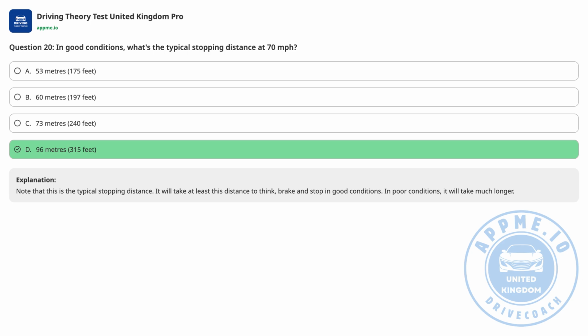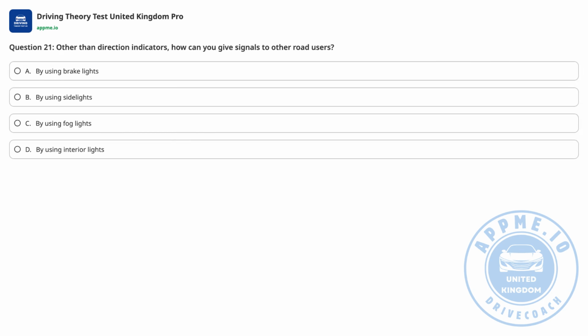The correct answer is D. Question 21. Other than direction indicators, how can you give signals to other road users? A. By using brake lights. B. By using side lights. C. By using fog lights. D. By using interior lights.